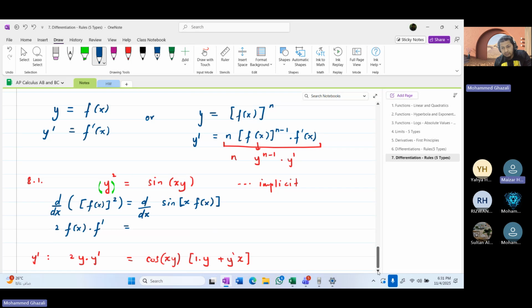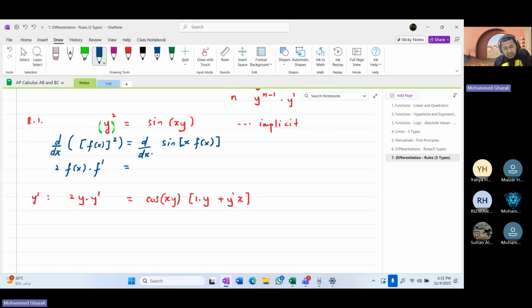Okay? So this one is d dx of sine x times f of x. So this is now cos of x times f of x. The derivative of sine of the angle is cos of the angle. But now on the inside, we have to do a derivative which involves the product rule, because it's x times f of x. The derivative of x is 1. Leave the f of x, plus the derivative of f of x is f prime x, and leave the x.